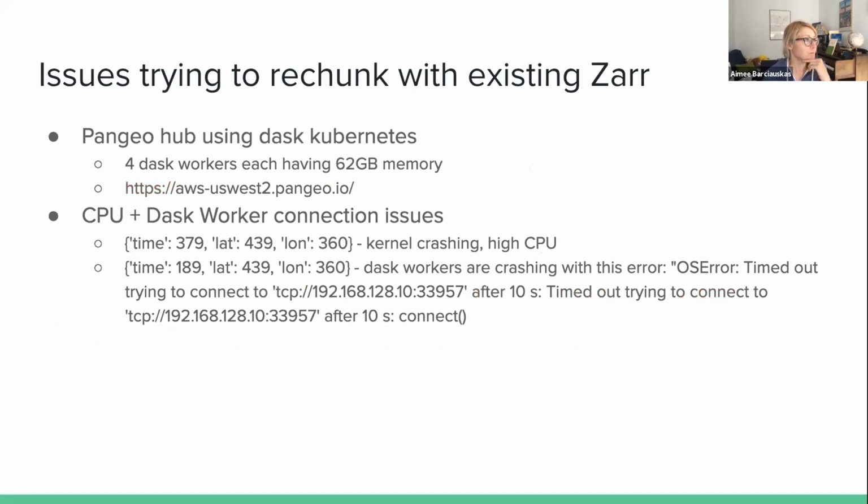Additionally, when I tried to rechunk with this existing Zarr, increasing to time chunks of things like 379 or 189, I got a lot of memory issues with Dask workers and kernel crashing. There were a lot of memory constraints that I was trying to handle, or a timeout connection between the scheduler and the workers. So I felt a little bit stunted at this point.